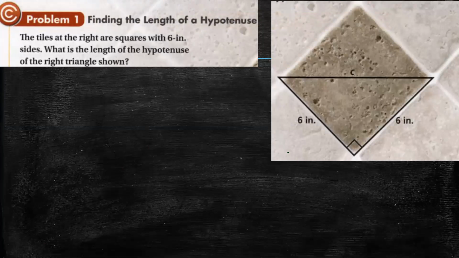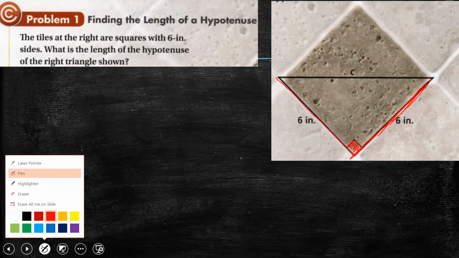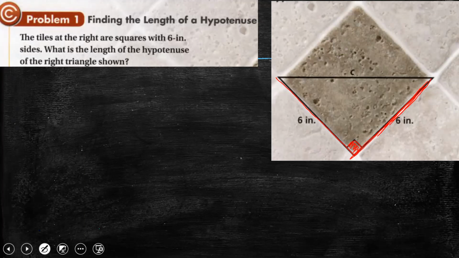So the length of the first leg is 6 inch. This is the right angle here, and the length of the second side is also 6. I need to find now the hypotenuse. One of you asked me, teacher, how can I know the hypotenuse? Is it this one or this one?